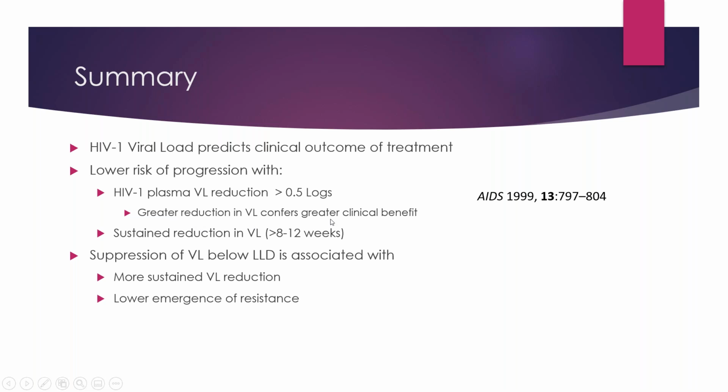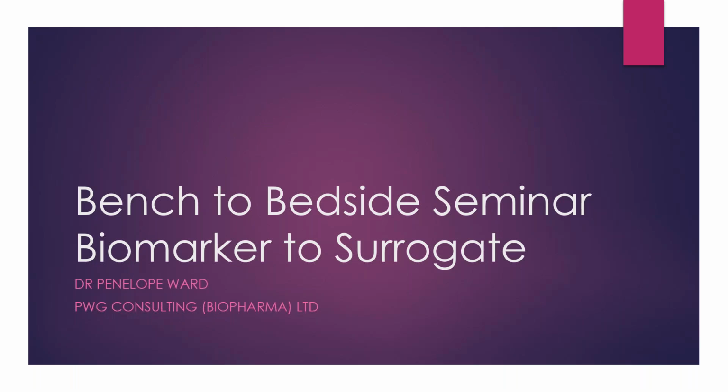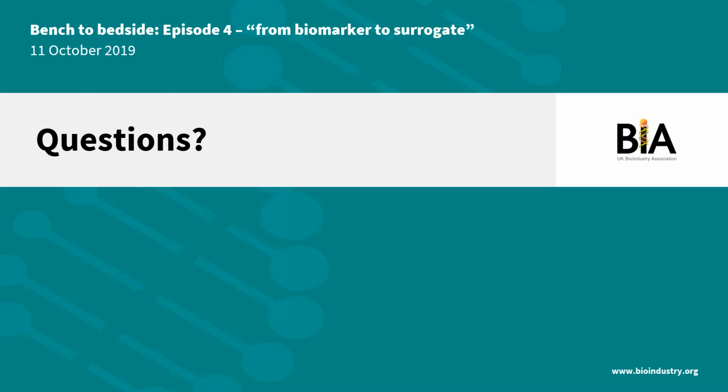And the bigger the reduction, the greater the clinical benefit. That sustained reduction was also associated with better benefit, and that suppression of viral load below the limit of detection was associated both with sustained virologic load reductions and also, and very importantly, with lower emergence of resistance to the drugs used to cause the disease. So this serves as a model for moving a putative correlated biomarker to become a surrogate marker for disease outcome to improve the efficiency of drug development, and is a pathway which can be followed for other biomarkers with other diseases of interest. Thank you for your attention.